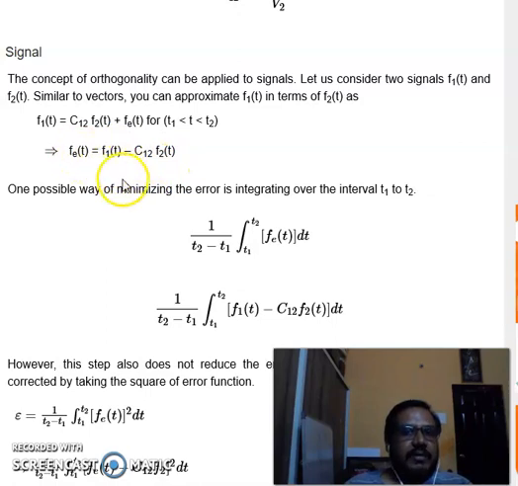How to minimize fe? We calculate the mean, and we see that the mean is minimized. So what is the mean? How to calculate the mean? 1 by t2 minus t1, because the interval in which f1 and f2 are defined is t1 to t2 only. So 1 by t2 minus t1 integral of t1 to t2 fe of t dt. Fe of t is again f1 of t minus c12 f2 of t. Now this does not appear to be a perfect criterion.